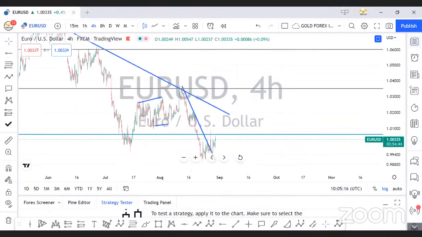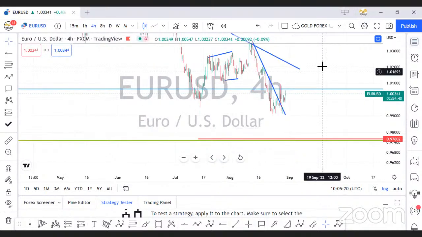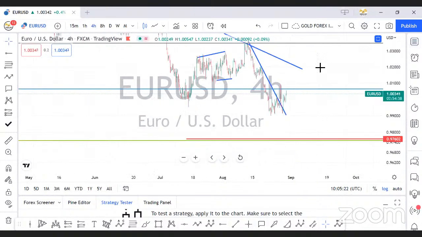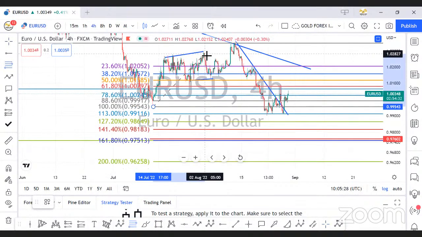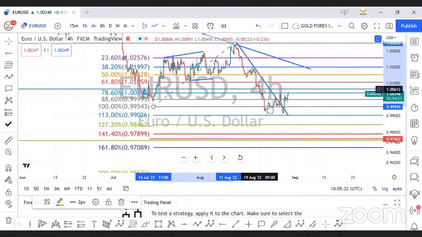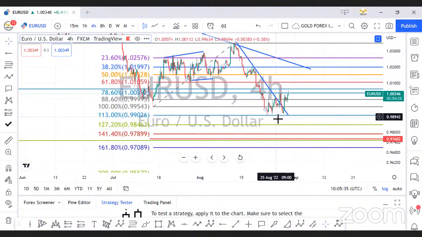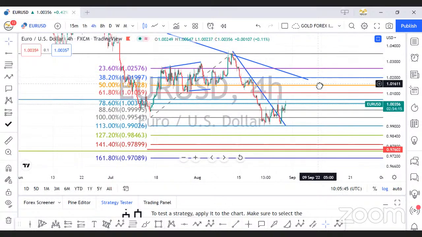Euro USD, I'm still expecting a buy. Now we had a harmonic pattern formation. So this was a break of structure. Shark or cipher, you can see that it ended at the shark, which was 113. So I'm still expecting a buy move over here.